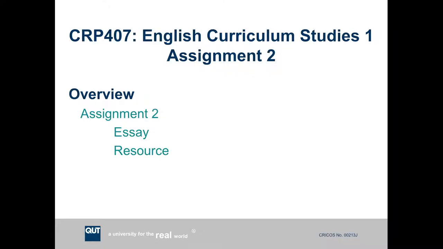Hi everybody, this is a walkthrough for Assignment 2 for English Curriculum Studies 1. There are two parts to the assignment. The first is writing an argumentative essay, and the second is developing a resource to accompany the unit that you developed in Assignment 1. We're going to talk through each part of the assignment and the criteria.